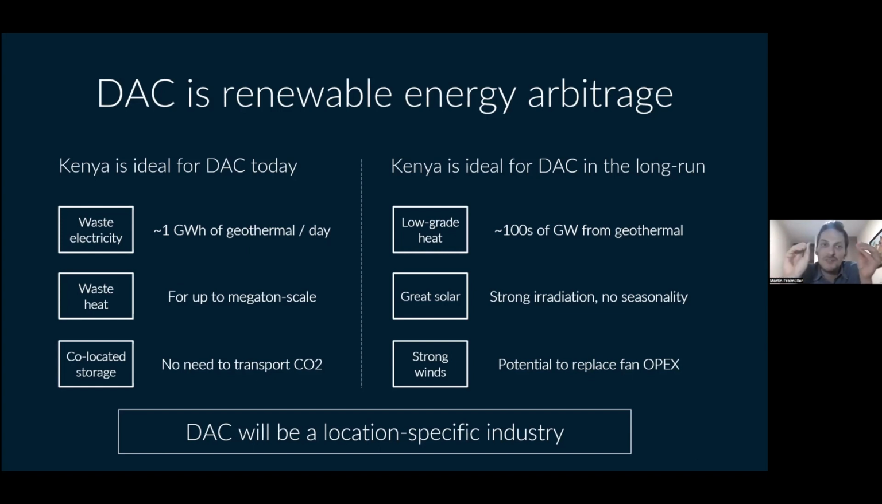I'll briefly touch on both of these. As I've mentioned earlier, we have a lot of waste electricity in Kenya. We currently curtail as much as 1 gigawatt hour of geothermal capacity per day. That is base load renewable electricity supply that is really ideal for powering something as electricity hungry as direct air capture. And we have a lot of waste heat, and that waste heat alone can take us to megaton scale, having run the numbers for where that waste heat is today.